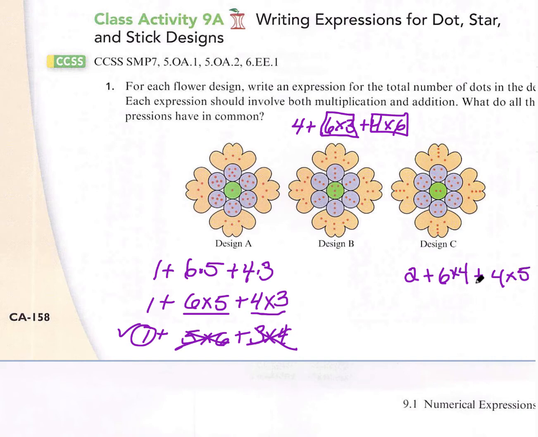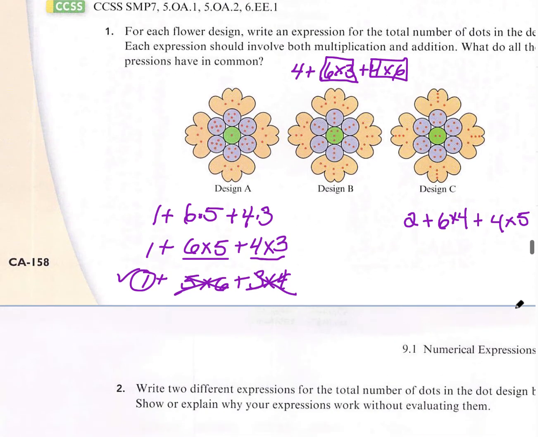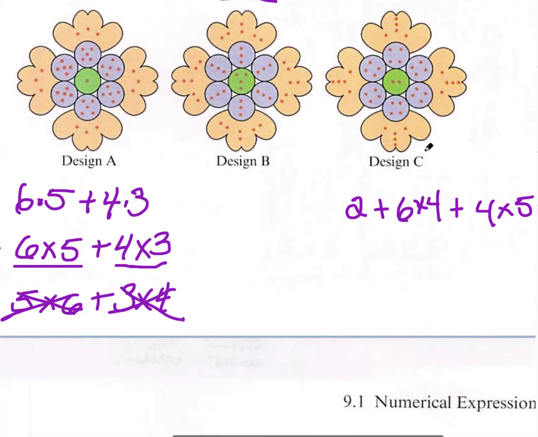So writing a numeric expression is just as simple as that. You look at what they're asking you to do. In this case, they want an expression that involves both multiplication and addition. So not just addition and not just multiplication, but both multiplication and addition. And look at the patterns and make sure that your actual expression is in the right order in terms of groups and how many in each group.